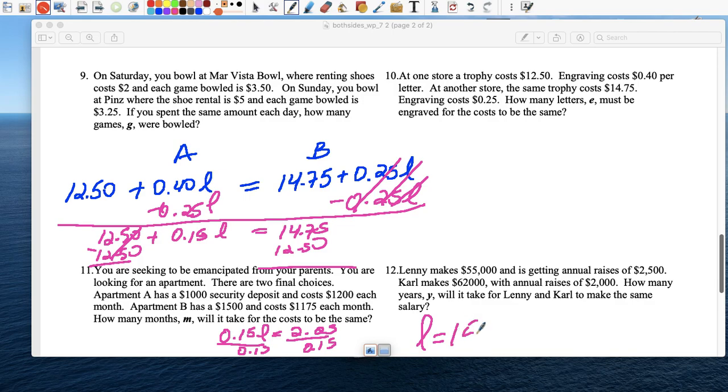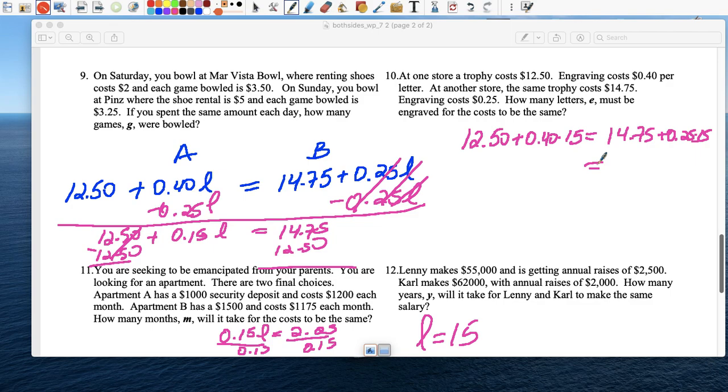So if you knew the amount of letters you want to engrave and it was 15 letters, it wouldn't matter which store you would go to because they would both charge you the same price. But I'll do a check. $12.50 plus 0.40 times 15 letters. The other store is $14.75 plus 0.25 per letter, so 0.25 times 15 letters. So let's see if we get the same price.